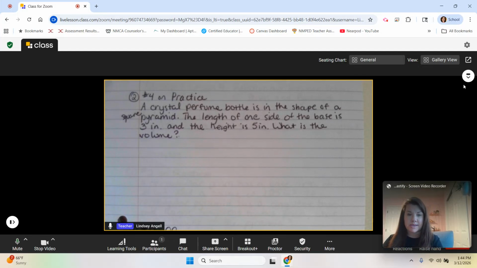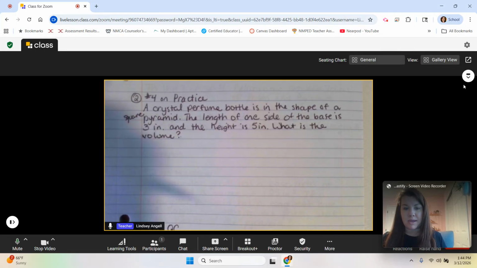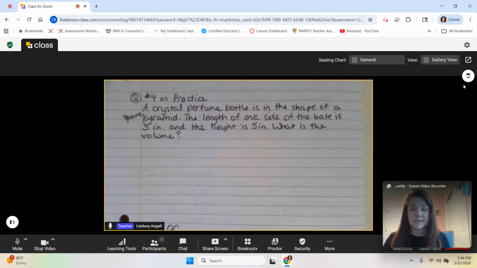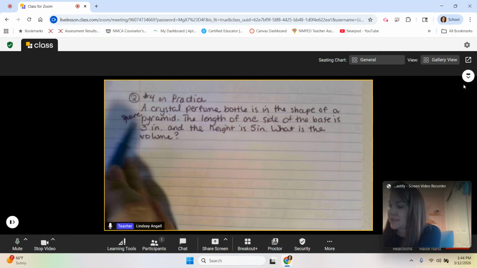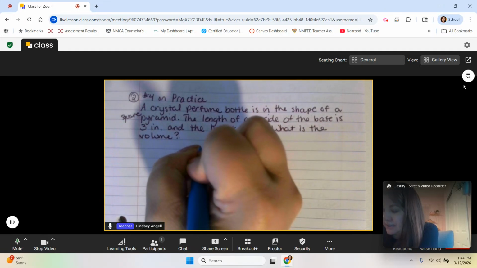Number 2 is number 4 on the practice. A crystal perfume bottle, ooh, fancy, is in the shape of a square pyramid. I forgot to write that at first, but this is really important. It's a square pyramid. The length of one side of the base is 3 inches and the height is 5 inches. What is the volume? So pyramids, like prisms, are named by their base. If this is a square pyramid, that means the base is a square.